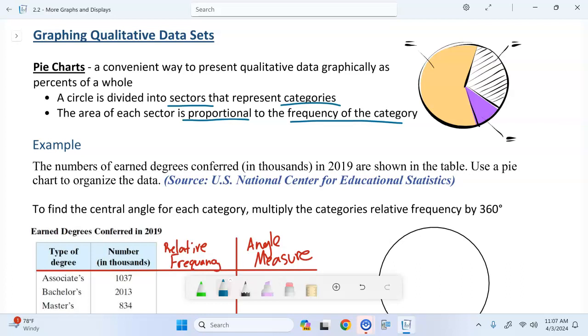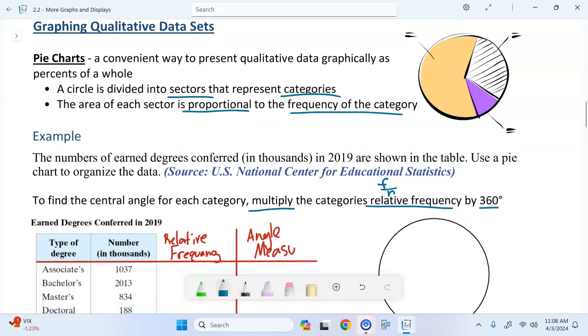The process will be that you need to multiply the relative frequency by 360. Okay, so for each category, we'll find the relative frequency. That gives us a percentage. And then we multiply that by 360. That tells us the angle that we'll have inside the circle. Remind me how I calculate relative frequency. Yep. Frequency divided by sample size.